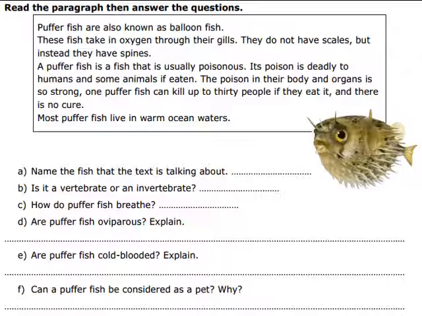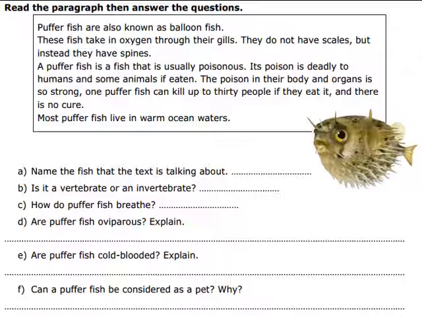They do not have scales. This is a special kind of fish. Usually fish are covered with disconnected scales. This puffer fish doesn't have scales. It has modified scales called spines. They do not have scales, but instead they have spines.